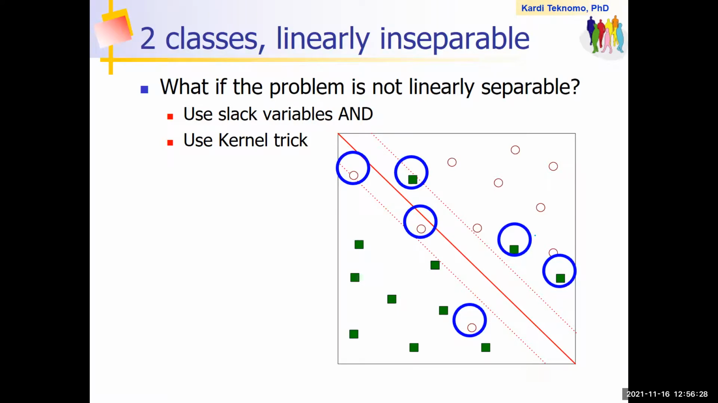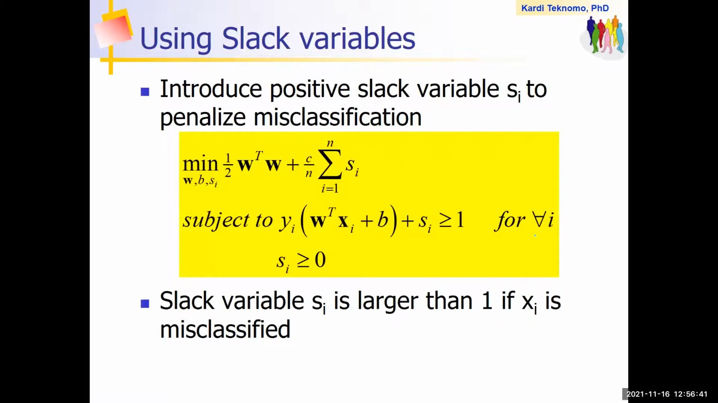So look at this. These blue ones are the points that actually make it not linearly separable, isn't it? So what will you do? Exactly the same thing, but now I need to introduce what is called a slack variable, S. For each of these I add a new variable, slack, which I name S, which is supposed to be larger than one. If you look at the optimization here, it's exactly the same as before.